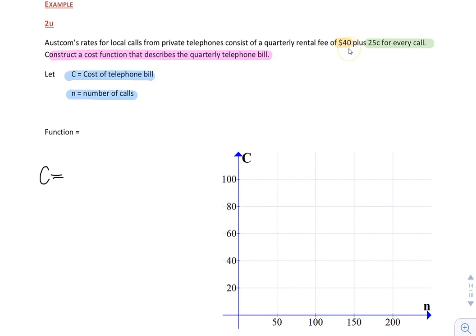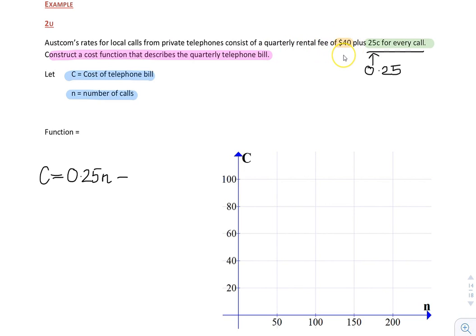Now I have $40 and I've got 25 cents. So I have to have these in the same units. So I'm going to convert this 25 cents into dollars, which is 0.25. And we know that we've got 0.25 for every call, and the number of calls is equal to N. So if we multiply both of those, we'll get the amount of money it costs in total based on the number of calls. In addition to that, we've also got the fixed cost of $40.